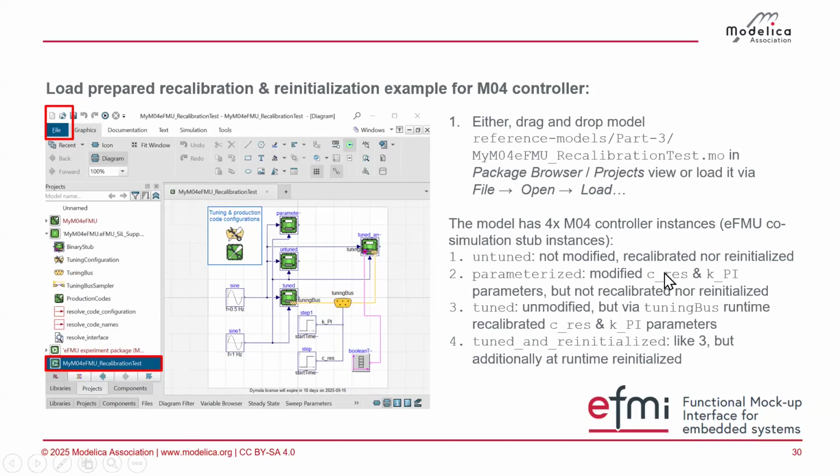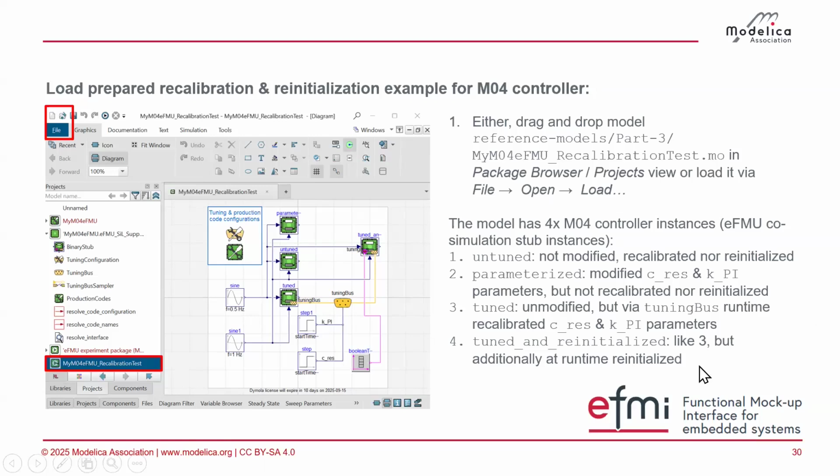In this case, 2 parameters are changed, the CRES and the gain of the PI controller. This is a modification at the very beginning of the simulation, like you are used to in Modelica and also Dymola. This is not an online recalibration. This is just a normal modification. Then we have the tuned instance. This one is unmodified, so we didn't change the parameters, but instead, at runtime, at a later point in the simulation, we change to the new parameter settings. That's a recalibration.